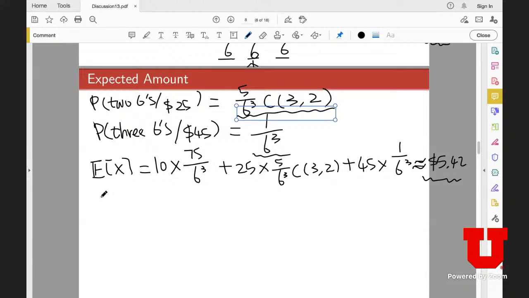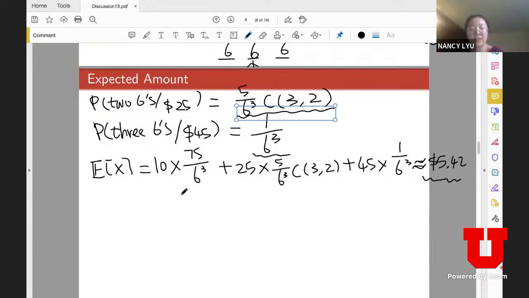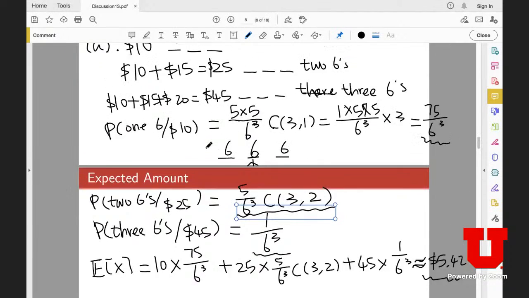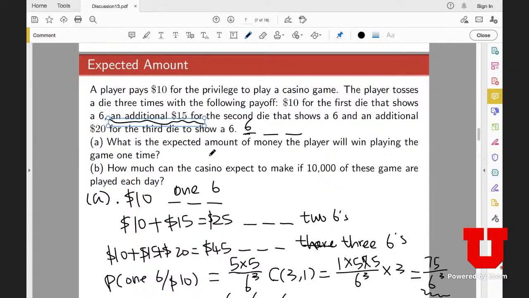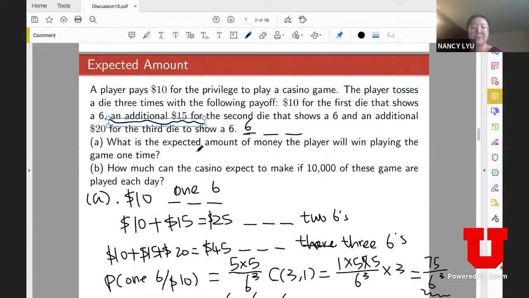I think you might have gotten the money wrong, because I think it's 15 and then 20, not 25 and then 45. It's an additional $20, not 15. Yeah, so right here it says $10 for only getting 1 six and an additional $15. Okay, I see. So you have to add the $10 as well, and an additional $20 for the third die. So that would be 10 plus 15 plus 20.